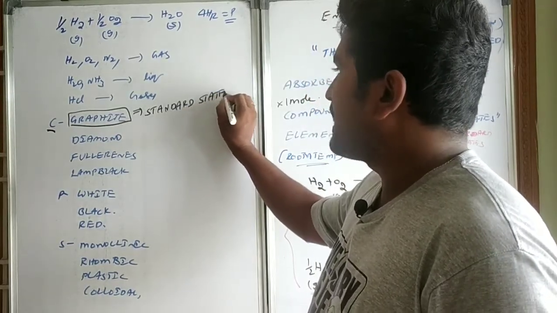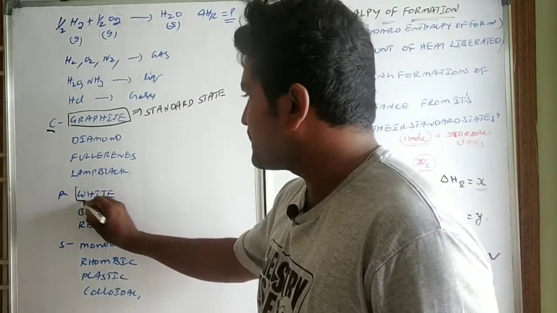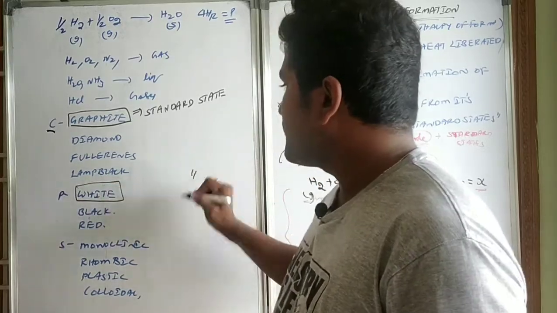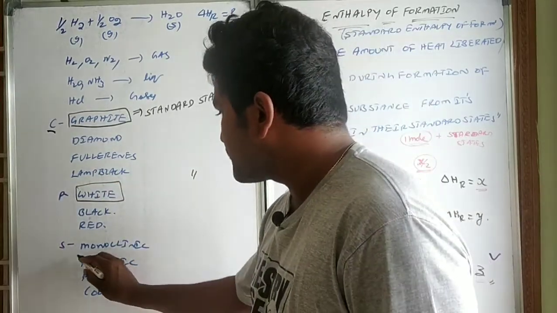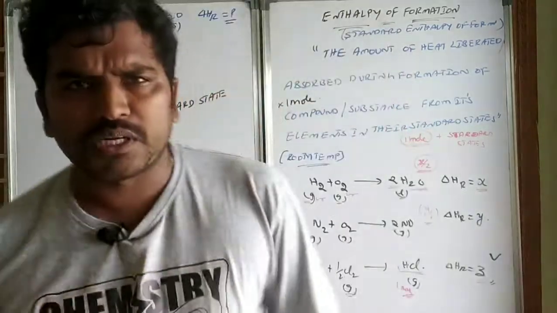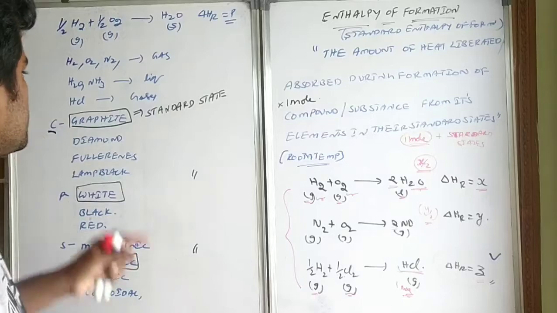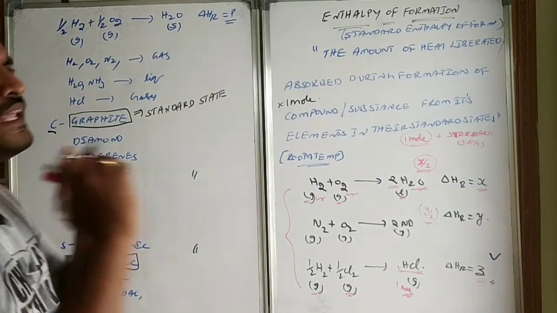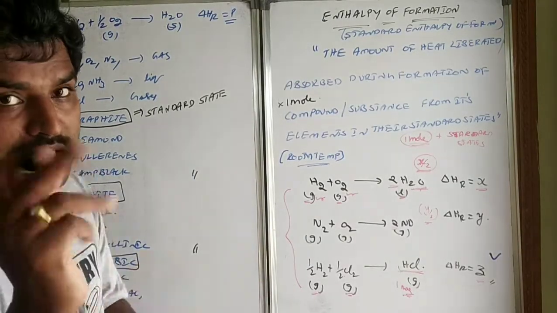Graphite is the standard state for carbon, for phosphorus, white phosphorus is the standard state, and for sulfur, rhombic is the standard state. This is a very, very important question. What is the standard state of these elements, or what is the elemental form of carbon? They will ask you like that.